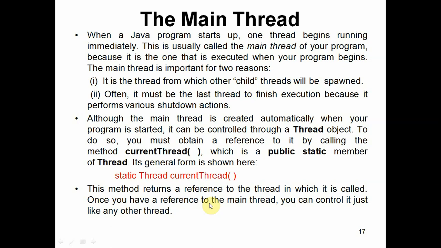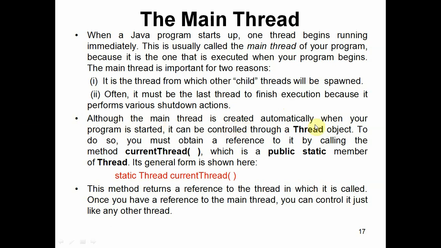Then we will move to the main thread. When a Java program starts off, one thread begins running immediately. This is called the main thread because it is the one that is executed when your program begins. The main thread is important for two reasons. It is the thread from which the other child threads will be spawned or created. Often it must be the last thread to finish execution because it performs various shutdown actions. That means the thread that is executed first is the main thread, and the thread that is terminated last is the main thread.